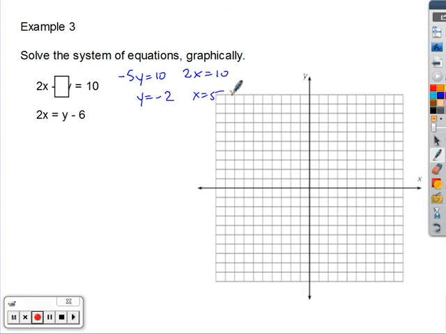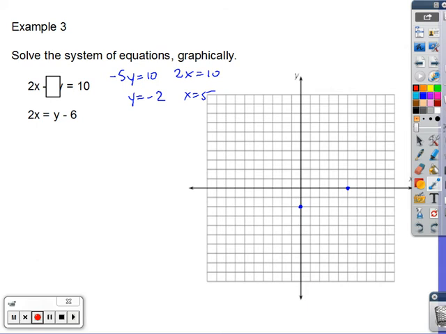So I plot those 2 points. x is 5, y is -2, and then that's how I draw my line, using those 2 points. These are called the x and y intercepts. So draw that line there. Make sure it goes through both points. Extend it this way as far as it can go.